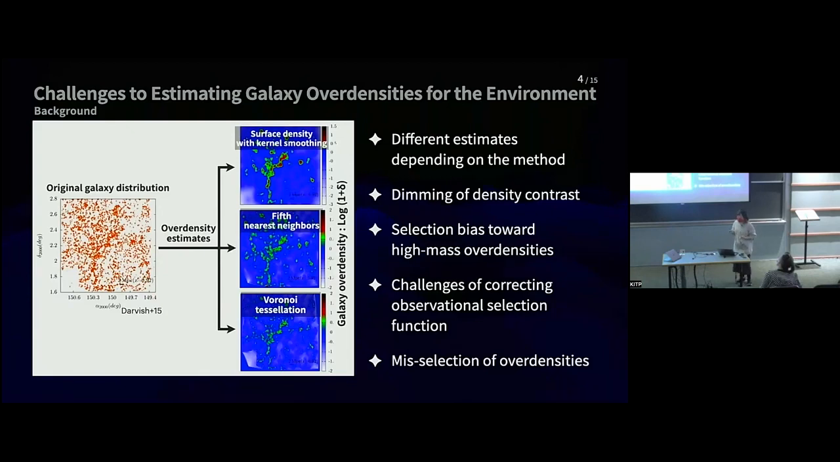So in order to overcome those challenges and correctly evaluate the galaxy environments, we refer to the underlying matter density itself, which determines the galaxy distribution. Then we investigated the environmental effects in the real universe.